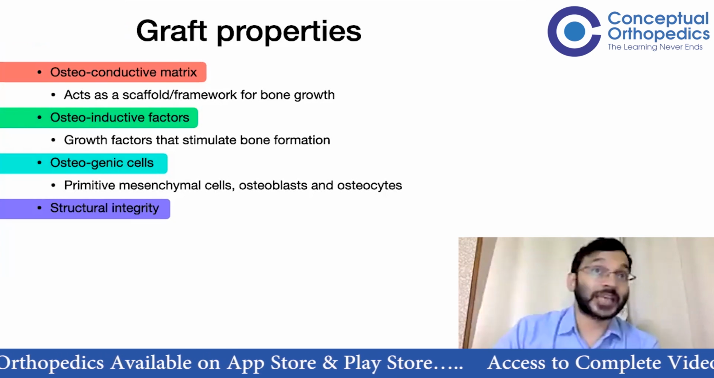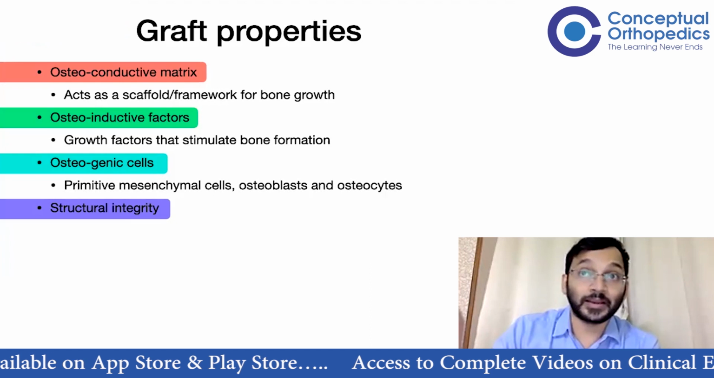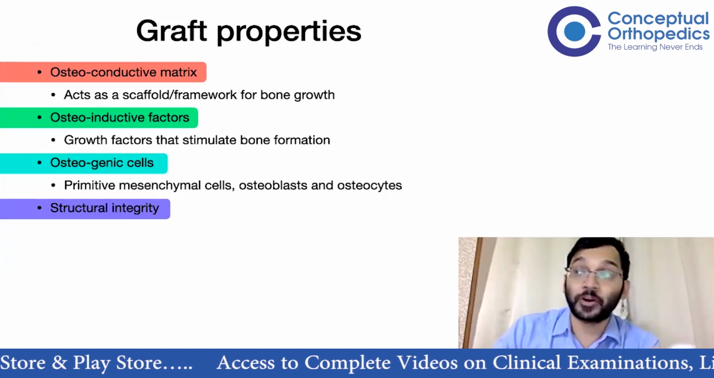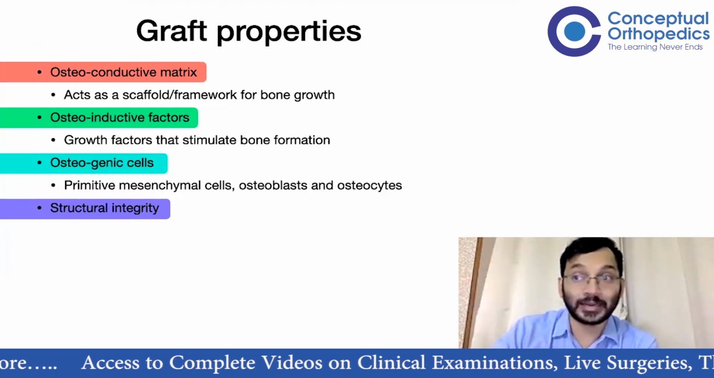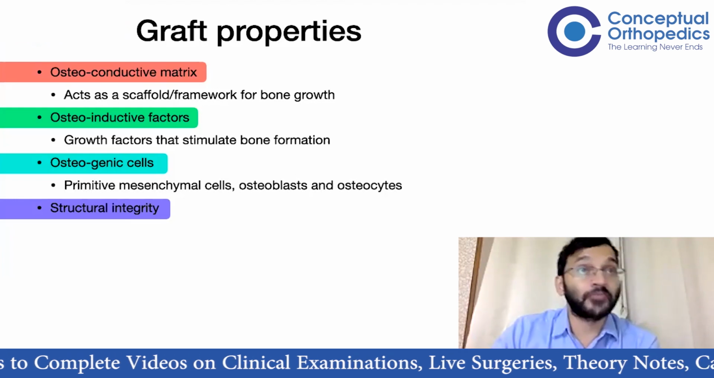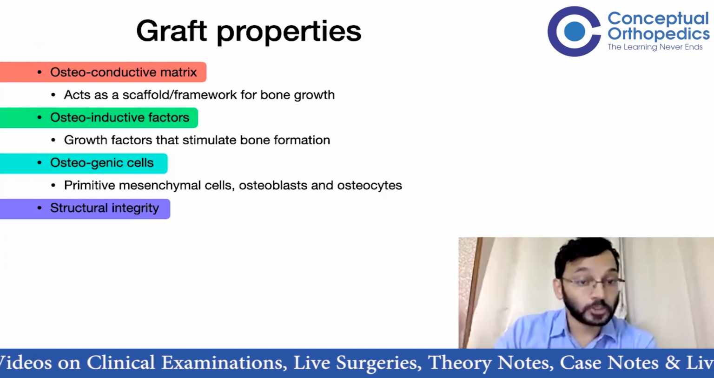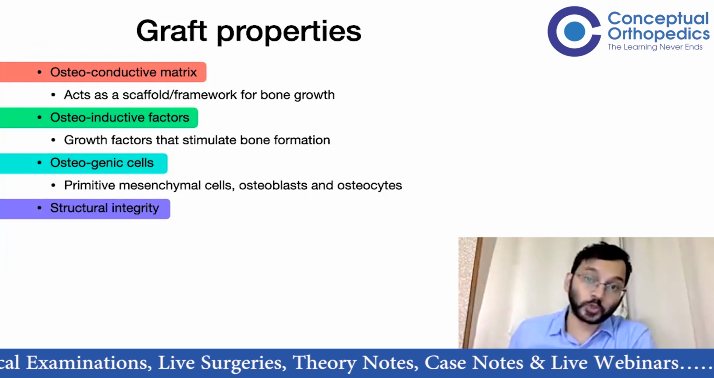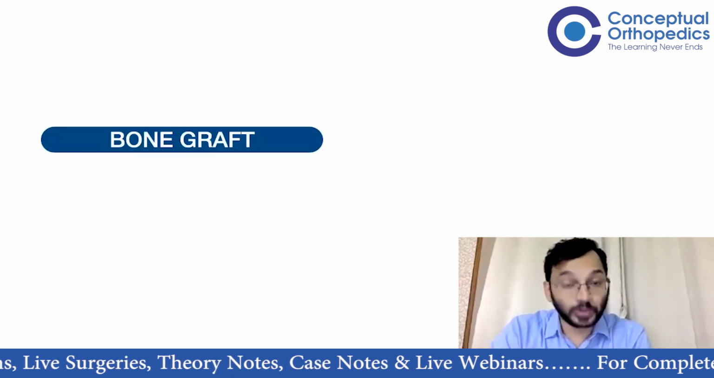This type of graft can be used in, say, DDH to keep the graft site open, like in a Pemberton osteotomy. We can use it for opening wedge osteotomy, where you're putting in a wedge to keep the structure intact. You can use it like a fibular allograft or a fibular autograft for bone defects. It also gives structural integrity. So these are a few graft properties which you are supposed to know when you're going to describe bone grafts.